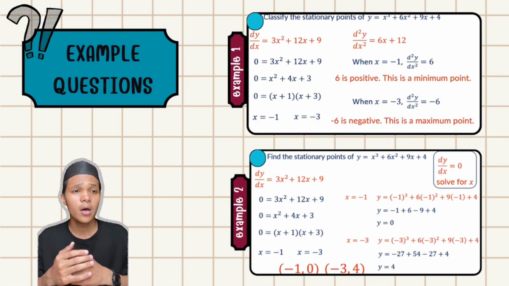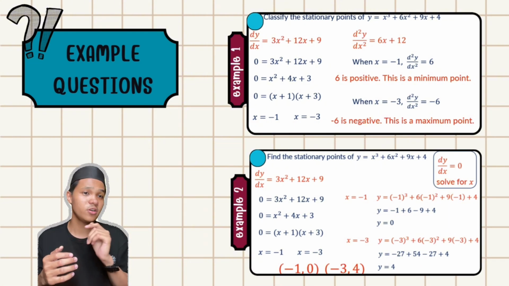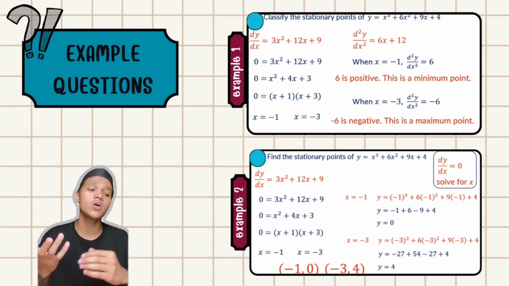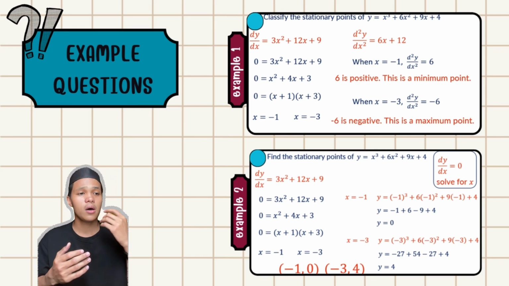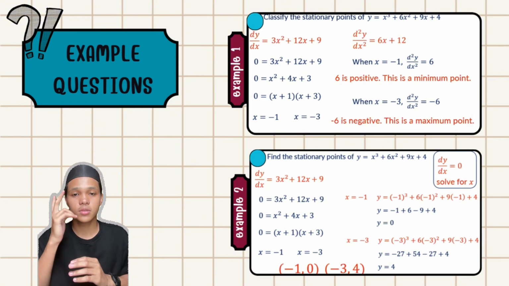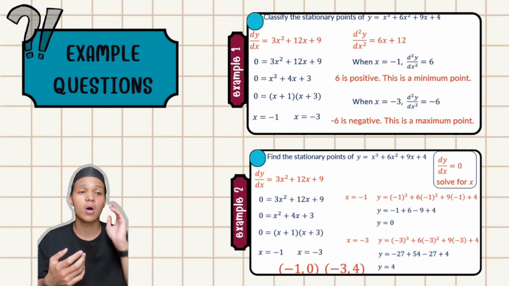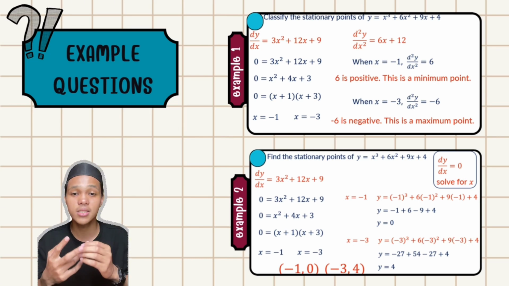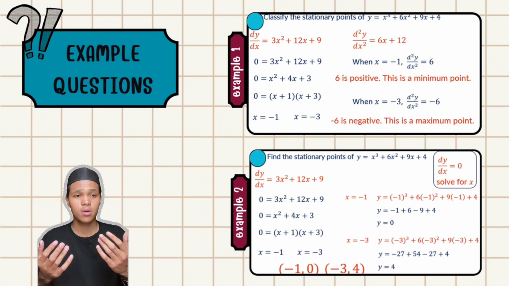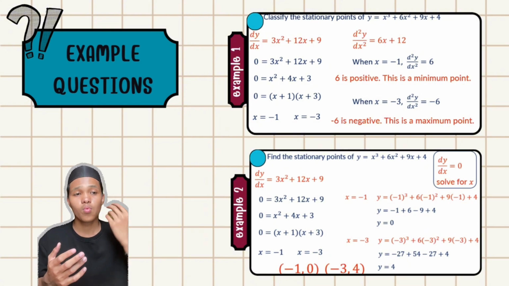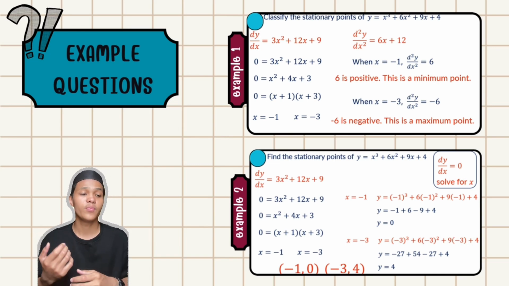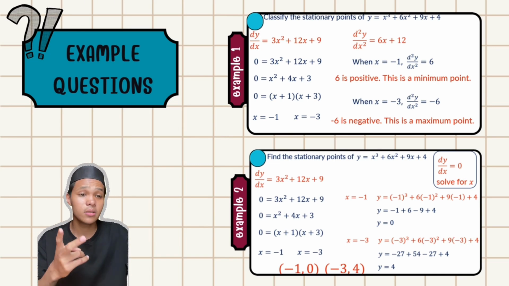That means x squared plus 4x plus 3 must equal 0. We are done with the second step. We go to the third step, which is to find the corresponding y values for these x values. We have 2 x values: our first x is -1 and our second x is -3. So we go to the last step, which is to determine whether the turning point is maximum or minimum by using the second derivative test.